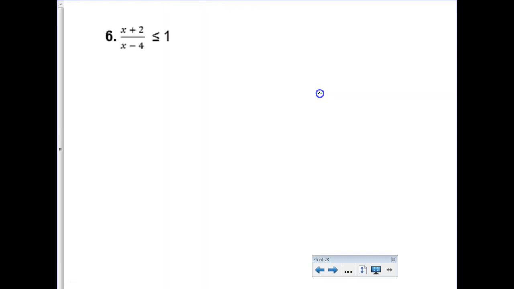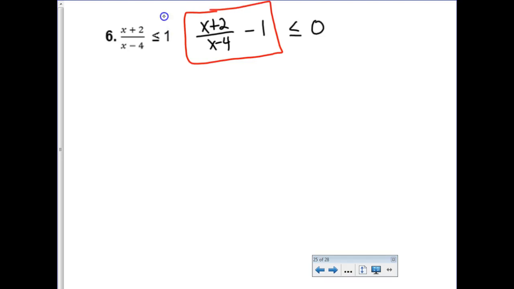Okay. Let's look at number 6. So right away I go, oh bummer, it's not in either of the forms. It's not graphing calculator friendly, nor is it in algebra friendly mode. So I'm going to do x plus 2 over x minus 4, we're going to subtract the 1 over and say less than or equal to 0. This is the version that we will type into our calculator. So I'm going to pause the video. Viewers are also going to pause so they can get their stuff entered.